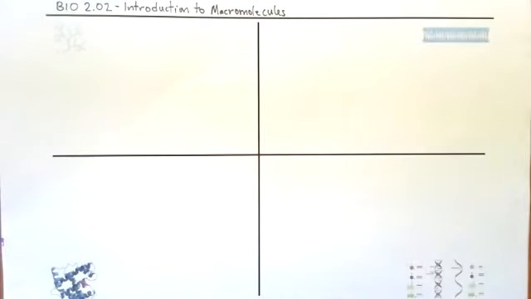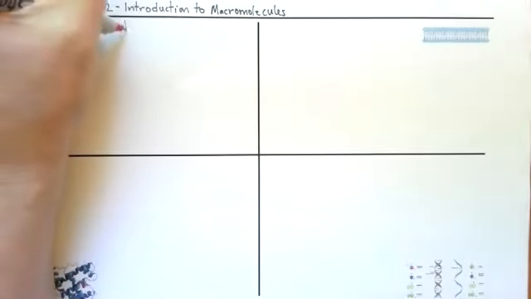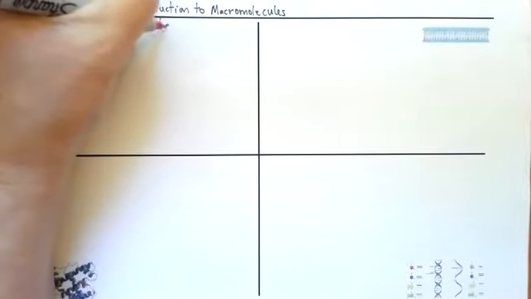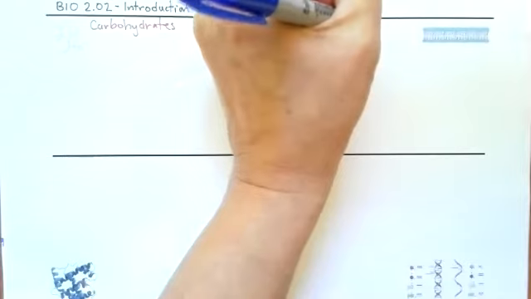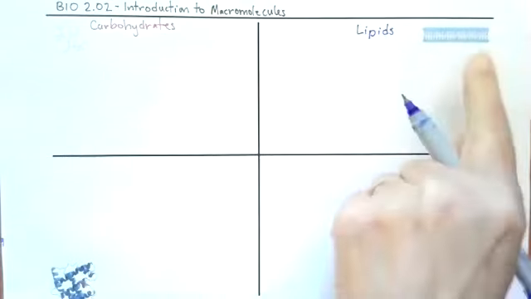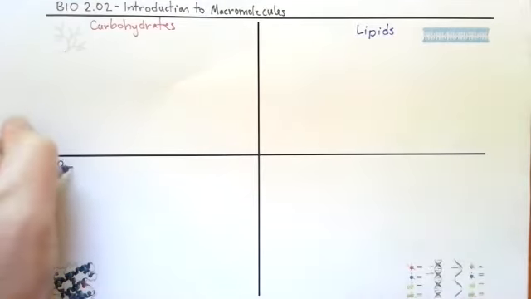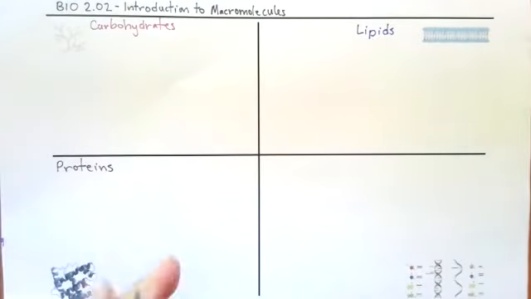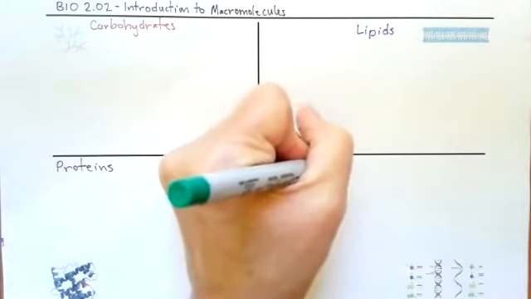All right, I'm going to set that aside. And we're going to color code. Let's do carbohydrates here. So we're now writing out the names of the four categories of macromolecules. The first one is carbs, and I have a picture of a carbohydrate structure here. Over here I have lipids, and I have a lipid structure here. Let's do proteins in purple. And let's do nucleic acids in green.